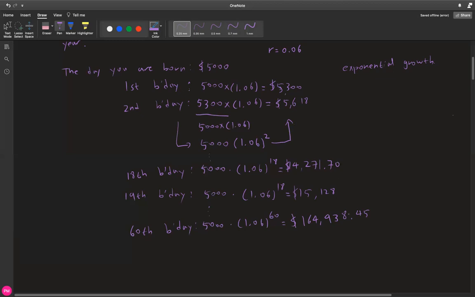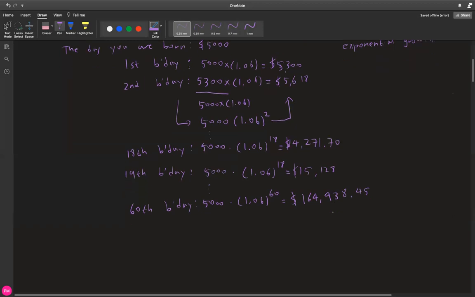This cannot be achieved by simple interest. It's only possible because it's an exponential growth, because the interest accumulated is a lot. So let's do the same example and see what happens if the initial deposited amount, or in other words, the principal, was a different amount.